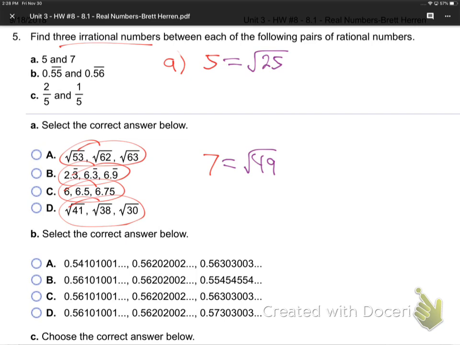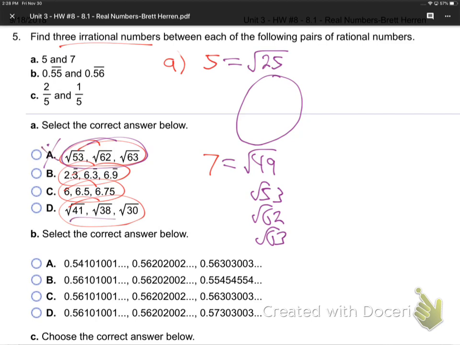So any roots that are between those, is that where these guys are? Where's root 53? No, that's bigger than 49. 53, 62, 63, they're all bigger. They're not between, are they? They're all bigger, so it's not A. Let's go on down to D. I think it's D, isn't it? Because square root of 41, yeah, that's in between. Square root of 38, square root of 30. Yeah, those are all in between, aren't they? So the answer is D.